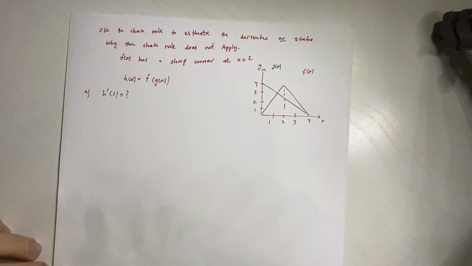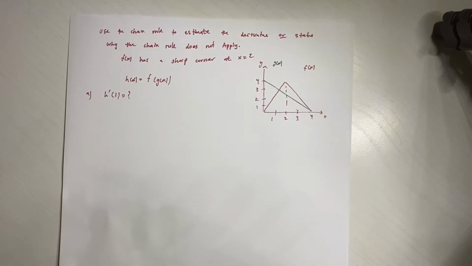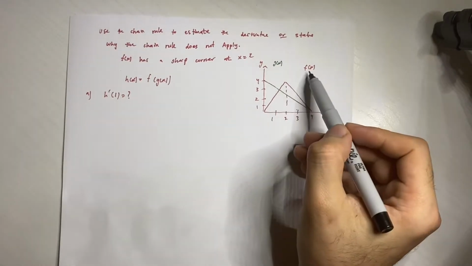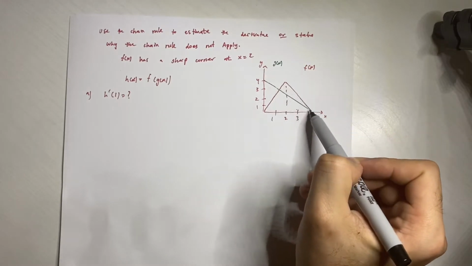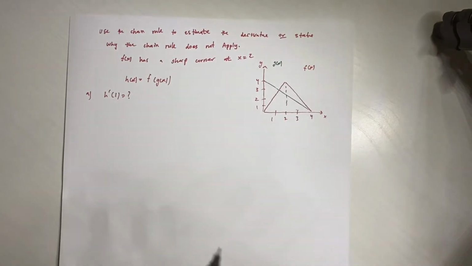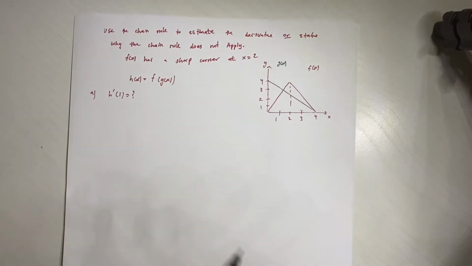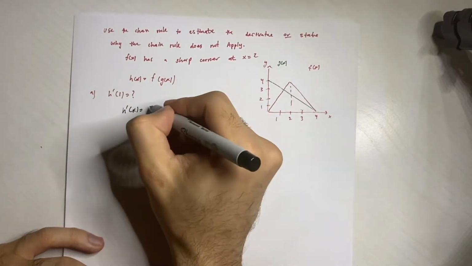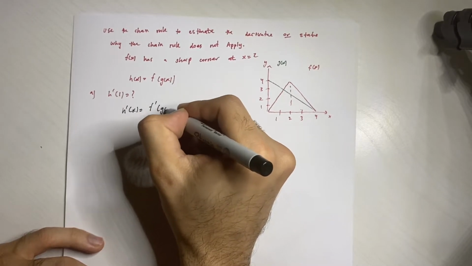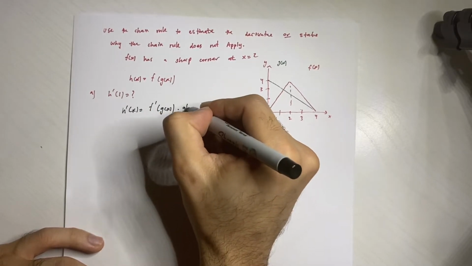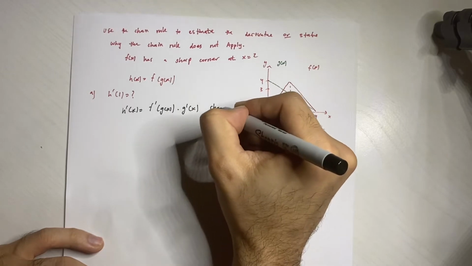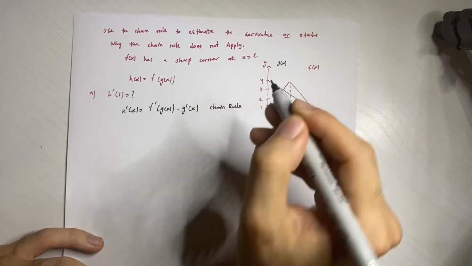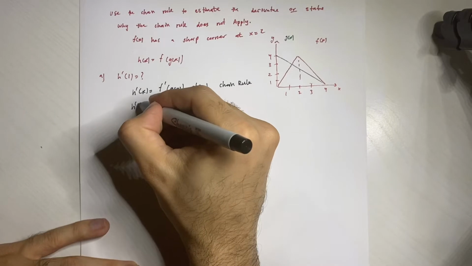So here we have this problem. It says use the chain rule to estimate the derivative or state why the chain rule does not apply. And we are given that f of x has a sharp corner at x equal to 2. So the green function will be g of x, the red one will be f of x, and we are given that h of x equals a composite function of f and g, and we want to find h prime at 1, the derivative of h at 1.